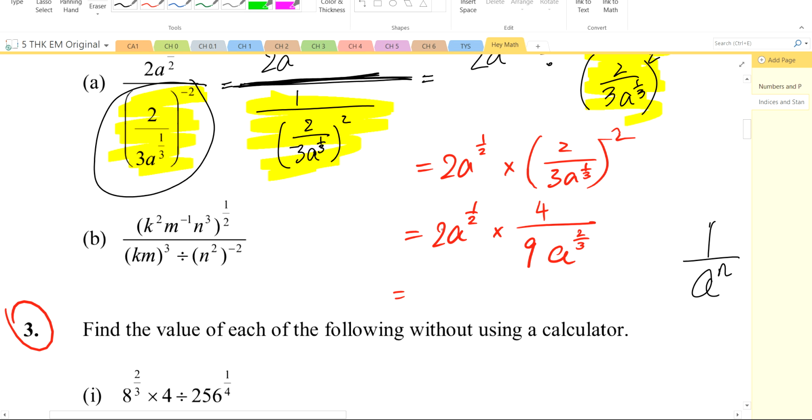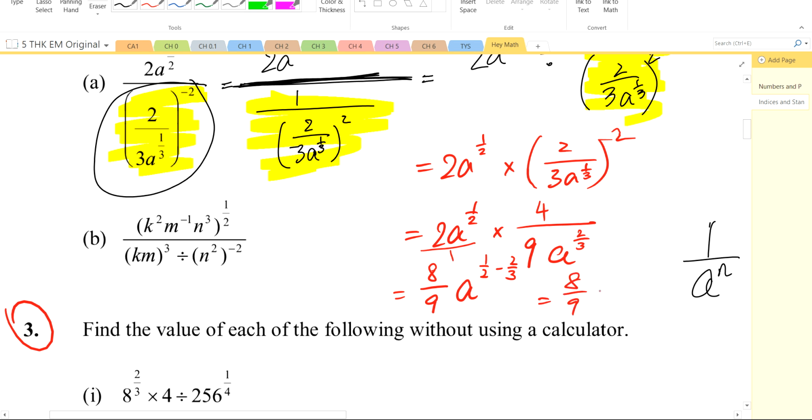Next, 2 times 4 is 8 divided by 9, a to the power of half minus 2 over 3. I'm grouping all the numbers together, I'm grouping all the unknowns together. Because a power half is in a numerator, this is the same as 2a over 1. So my final answer will be 8 over 9.